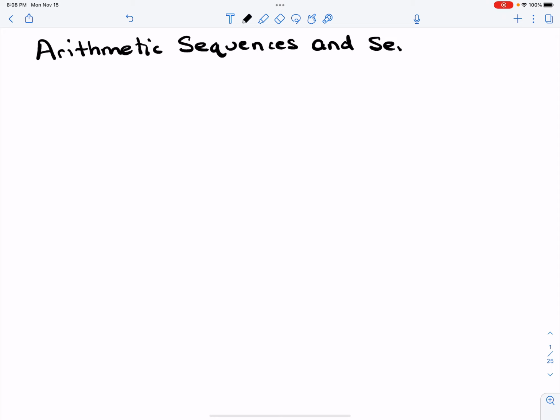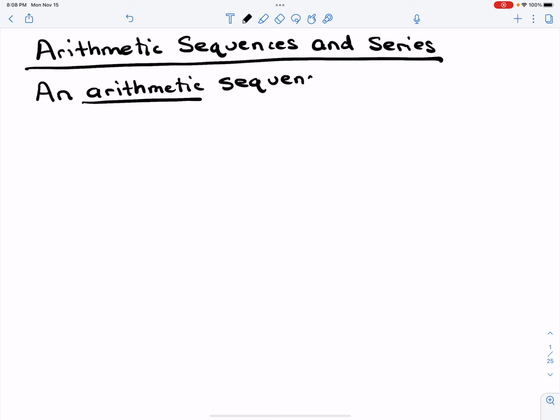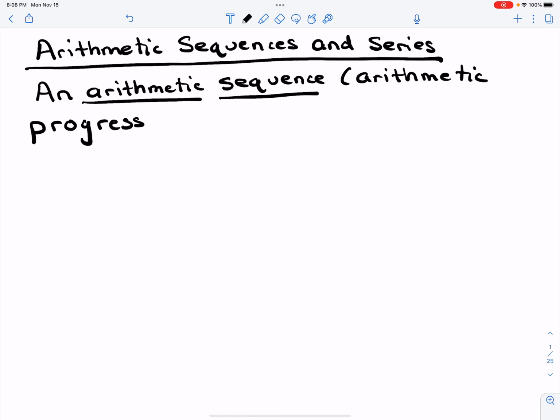Now the key with arithmetic is that we're looking at adding the same number over and over again to get new results. In fact, if we want to define an arithmetic sequence, we can say that, or we could also call it an arithmetic progression. It's a sequence, so you already know what those are from previous adventures into this.